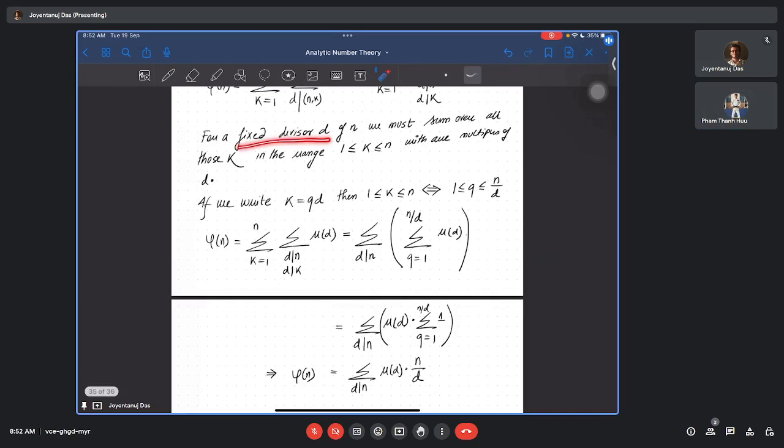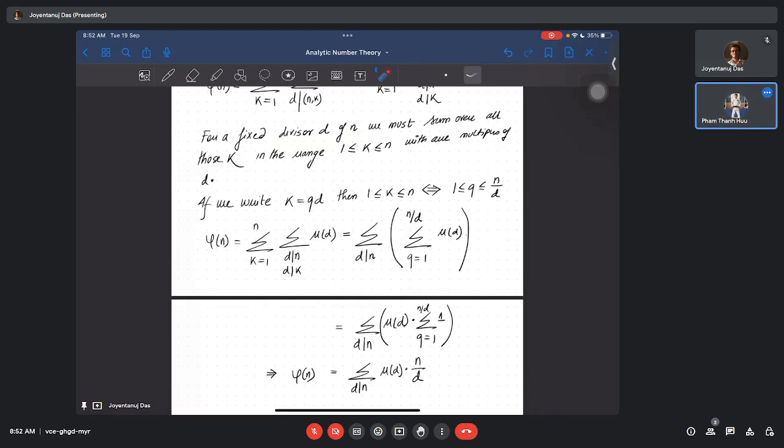So for any fixed divisor of n, what we are doing is the sum is over all those k for which they are a multiple of d, right? So that's why we are removing that k from there. For d dividing n, we must sum over k.